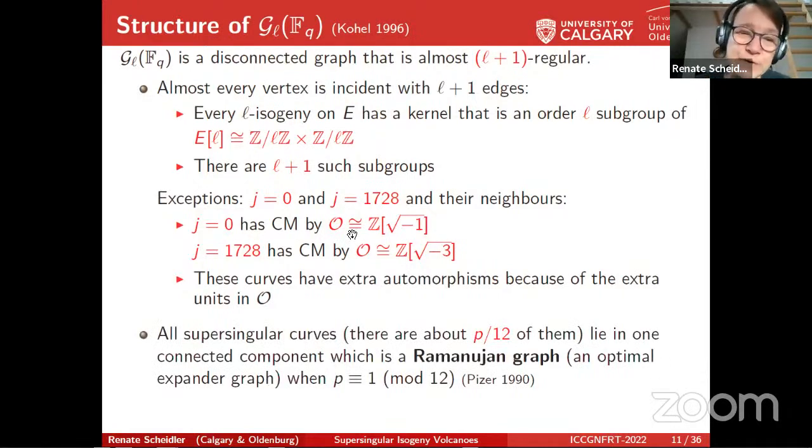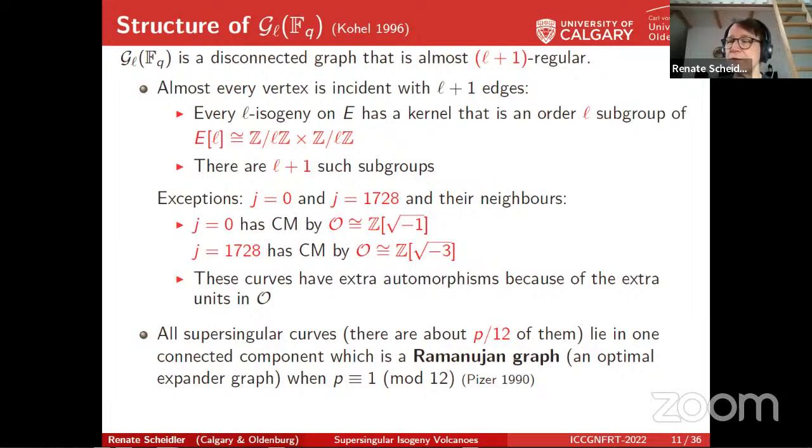That's the ordinary curves, and the ordinary curves are distributed over a lot of different connected components, but the supersingular curves all sit in one component. There's about p over 12 supersingular curves, so not that many, but they all lie in one connected component, and that's what's called a Ramanujan graph. At least when p is 1 mod 12, because then you don't have those two problematic j invariants in there. So this is an optimal expander graph.